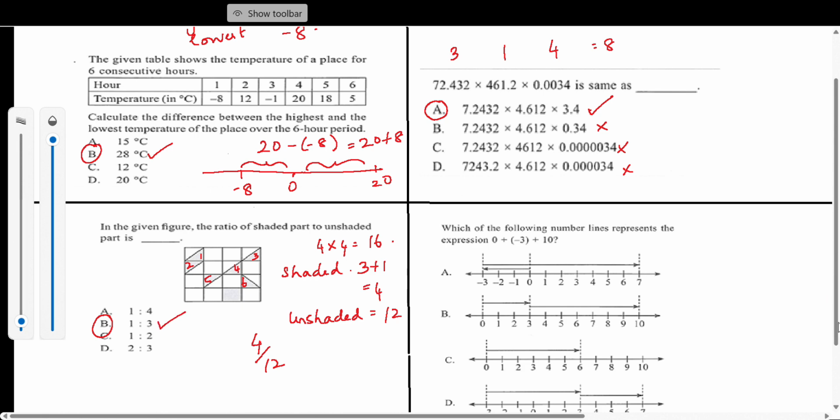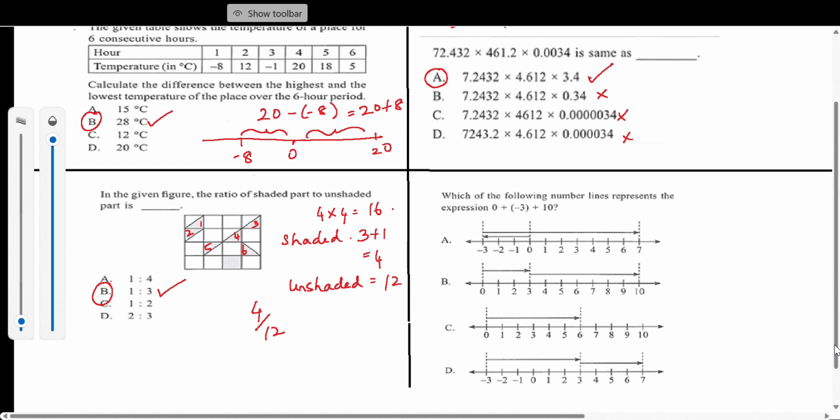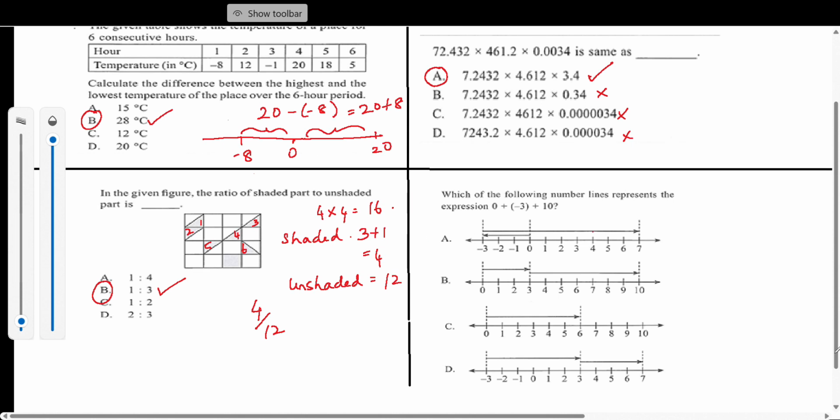Now the last question on the bottom right. Which of the following number lines represents the expression? It is 0 plus minus 3 plus 10. Now if you look at it, the first one, 0 is here. The arrow from 0 goes 3 units to the left and then you have to add a 10. So because it finishes at minus 3, from minus 3 it goes all the way to 7. 3 here, 7 here makes up for 10. So it goes to the left and adds.